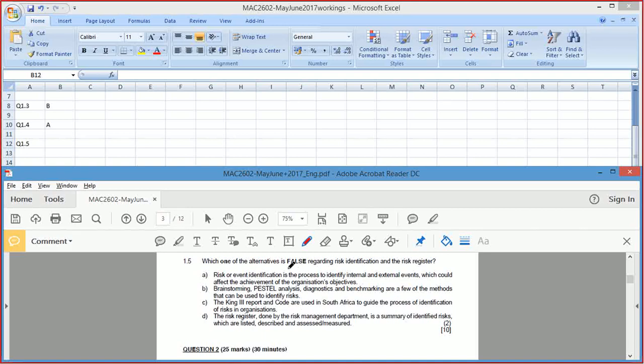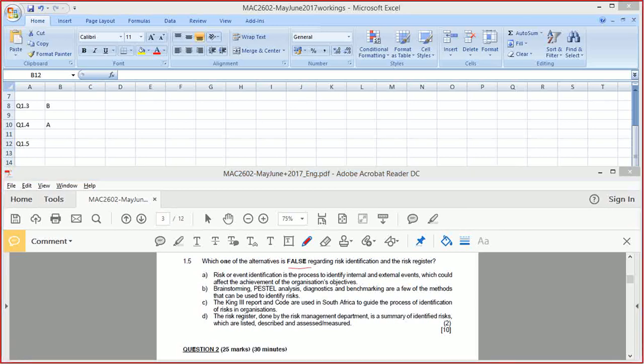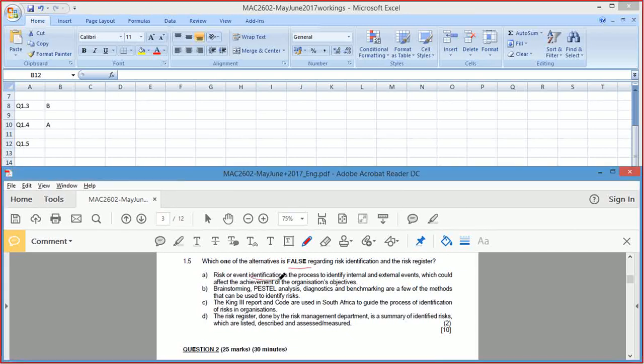Which of the following alternatives is false? Okay, so false, we're looking for the one that's wrong. Regarding risk identification and risk register. Okay, so we actually spoke about risk not so long ago. We looked at risk management, and we were focusing on all those different ways of managing risk in terms of the process. So here they want us to choose the one that's wrong. So 3 are correct. Risk or event identification is the process to identify internal and external events which could affect the achievement of the organization's objectives. If I'm identifying something, it would be identifying the internal and external. That would be correct.